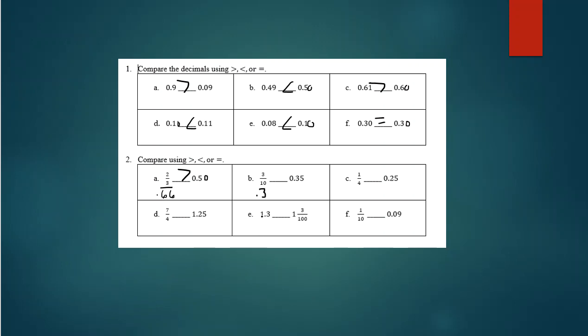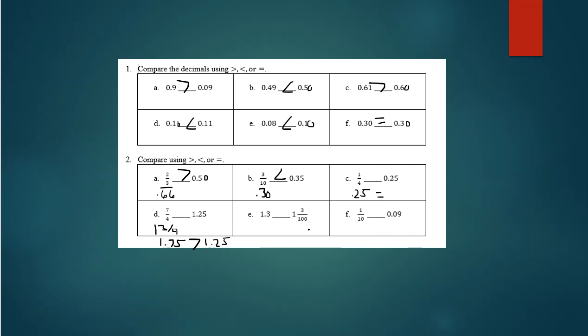3/10. Just say it and write it. 3/10. So that would be like 30 cents, which is less than 35 cents. 1/4, if you were to change that to a decimal, it's 0.25, and 0.25 is equal to 0.25. The next one, 7/4. As a mixed number, 4 fits into 7, 1 with 3 left over, so 1 and 3/4. 3/4 is the same as 1.75. So $1.75 is bigger than $1.25.